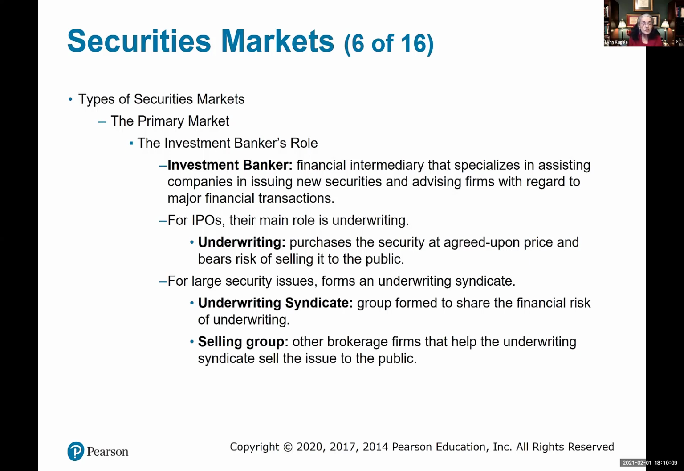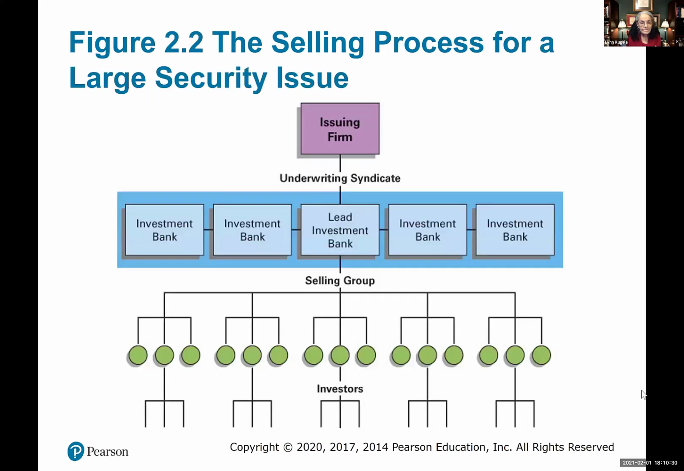For large security issues, they're going to form an underwriting syndicate. In other words, one investment banker is not going to take on the whole risk of this whole thing. They're going to form a syndicate of other underwriters. And that's what we saw down there at the bottom. All those other names, that was the syndicate. Then below that, there's a selling group. And we're going to see a little chart coming up. Here it is. There's the issuing firm. There's your lead banker. Here's the syndicate across here. And here's the selling group. And here we are down here buying it. So they're spreading their risk around is what's happening.